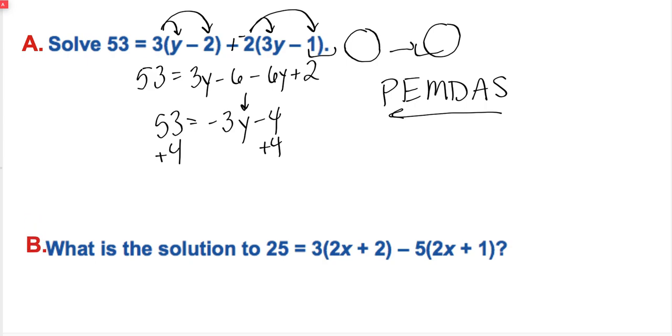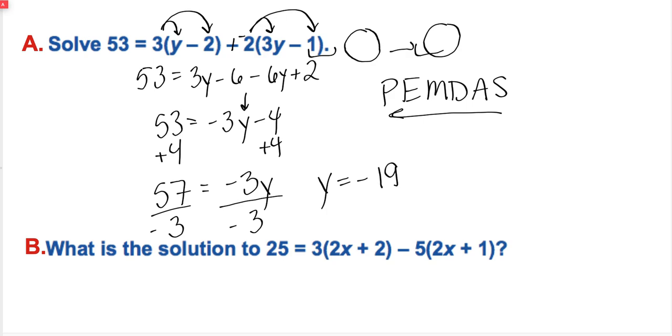So the 53 turns into a 57. And then we have negative 3y here, okay? And then we're going to divide by the negative 3 because we have to do the multiplicative inverse, which would be times the negative third, but it's easier in your brain just to divide by negative 3, all right? And we get y is equal to negative 19, okay?